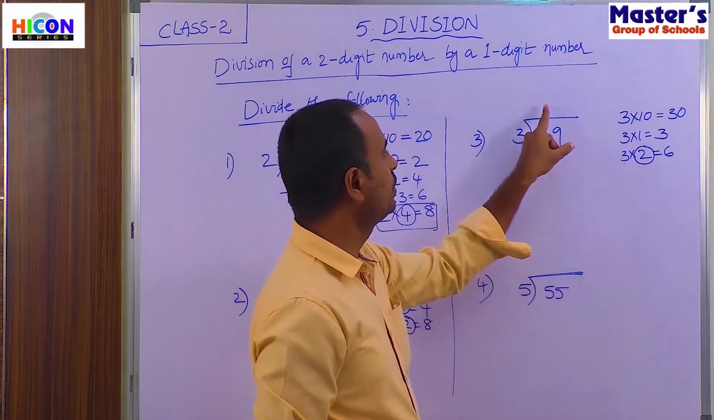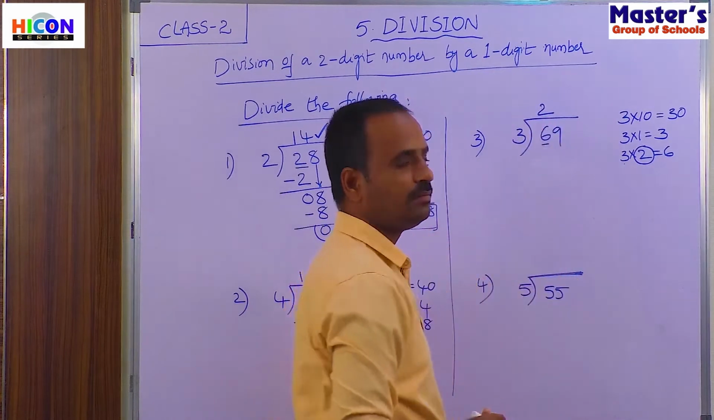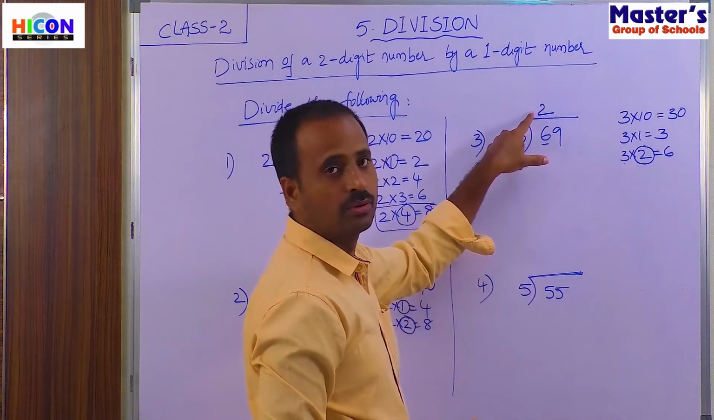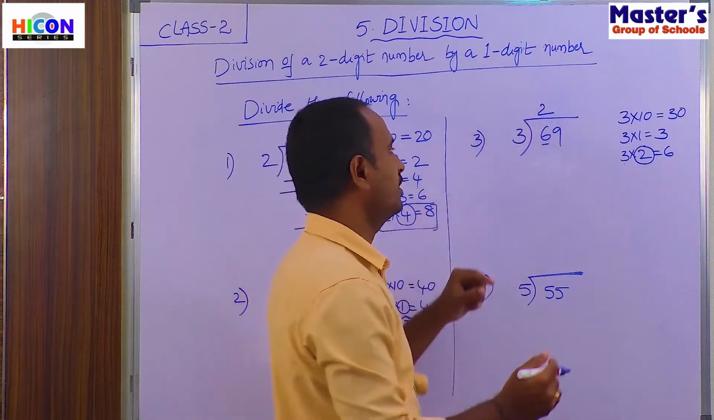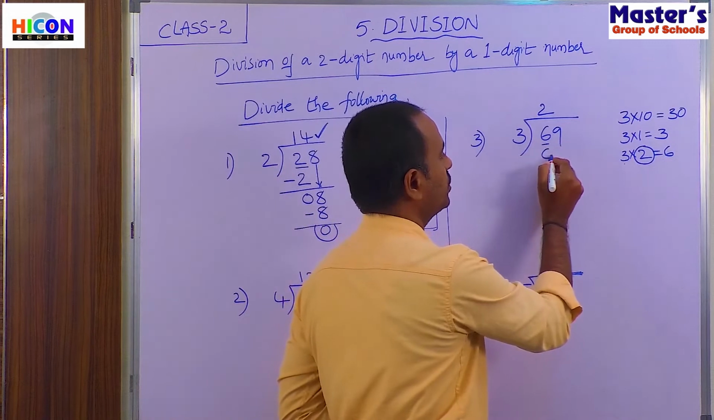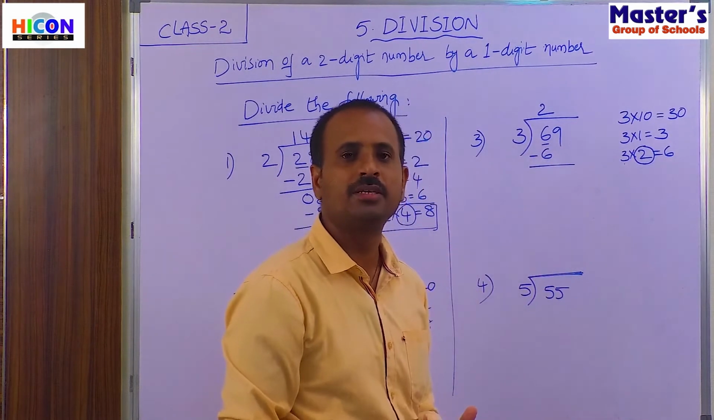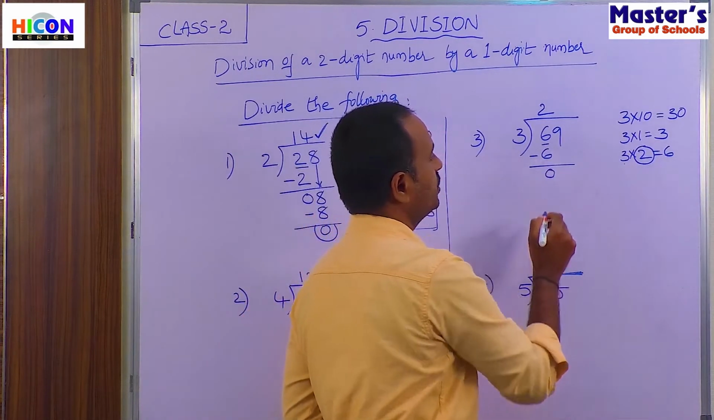So write this 2 in the quotient on the line above the dividend. Now multiply these, that is 3 into 2. How much are 3 twos? 6. So write that 6 below the first digit and subtract. So 6 minus 6, children, how much? 6 minus 6 is 0. So write 0 below the first digit.